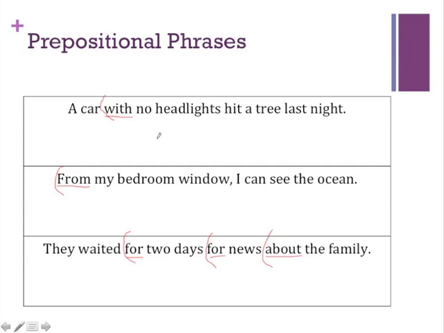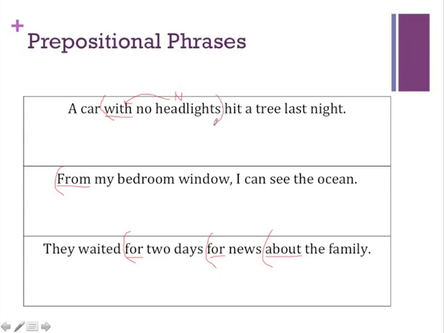But let's go back to the first one for just a moment. So where does this particular prepositional phrase end? Well, generally we recognize that prepositional phrases end with a noun, or in this case more specifically, the object of the preposition. So in this case, the word headlights is where the idea ends.